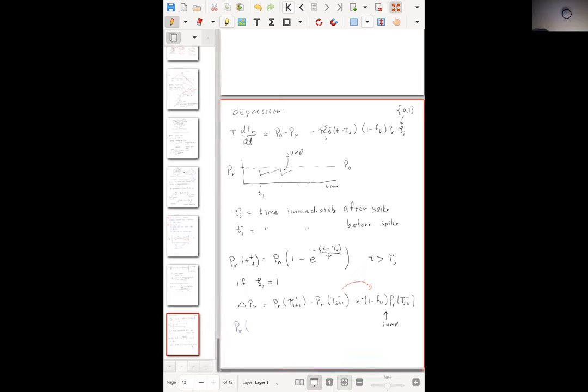Right after a spike, PR of tau j plus one plus equals FD, the compression constant, times PR of tau j plus one minus. So basically it's reduced by a factor of FD relative to what it was before. And this is, of course, if squiggle j equals one, if there's a release. Okay, and this actually has kind of a nice feature.